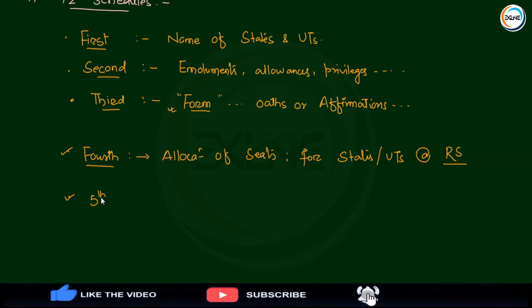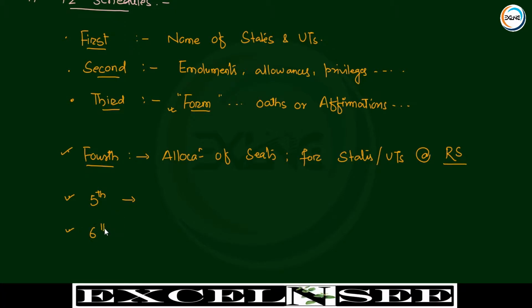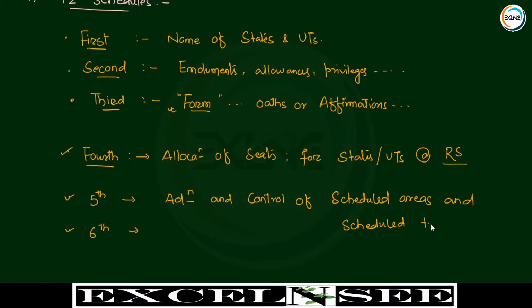Now the fifth schedule and sixth schedule, these are important. The fifth schedule talks about the administration and control of scheduled areas and scheduled tribes. Okay? Scheduled areas and scheduled tribes.